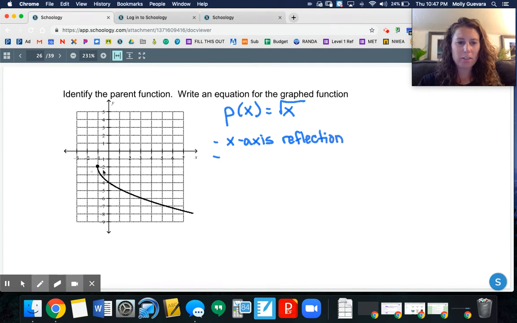I also know that my original starting point for the square root of x is at 0, 0. So I can tell that this has been moved to the left 1 unit. I can also tell that it's been moved down 2 units. Okay, now I need to try to figure out if there's a vertical stretch or not. So normally from 0, 0, right, the next point would be 1, 1, which is here. But instead, it's over 1, down 2. So that tells me that there's a vertical stretch of 2.